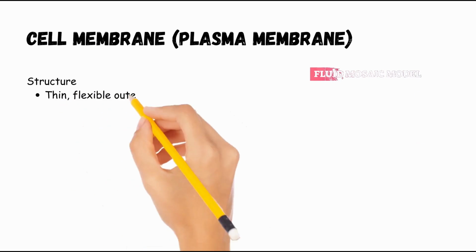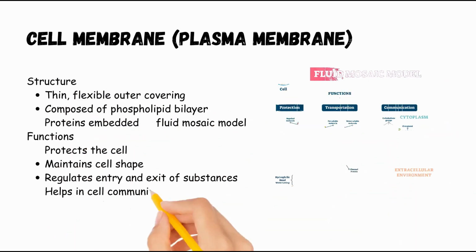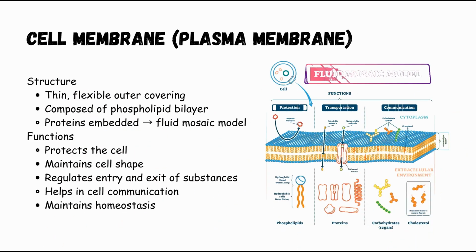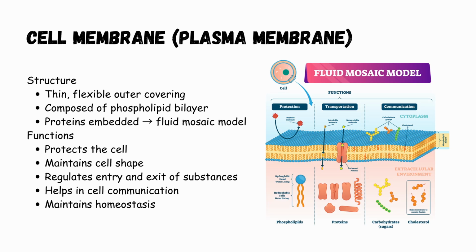The cell membrane, also known as the plasma membrane, forms the outer boundary of the cell. It is composed mainly of a phospholipid bilayer with embedded proteins, described by the fluid mosaic model. The membrane is selectively permeable, meaning it allows certain substances to enter or leave the cell while restricting others. It protects the cell, maintains its shape, helps in communication with other cells, and maintains internal balance or homeostasis.